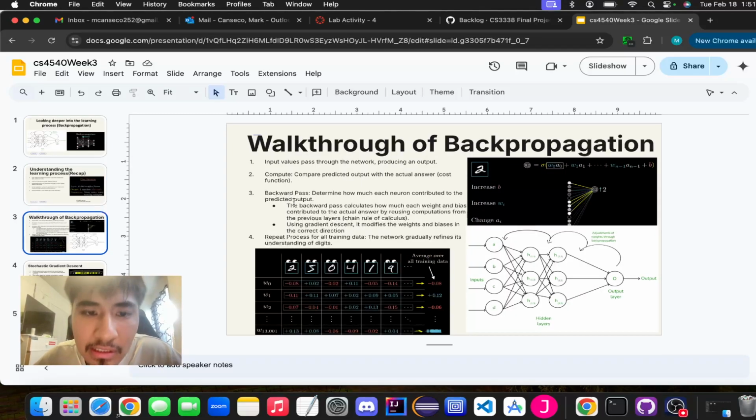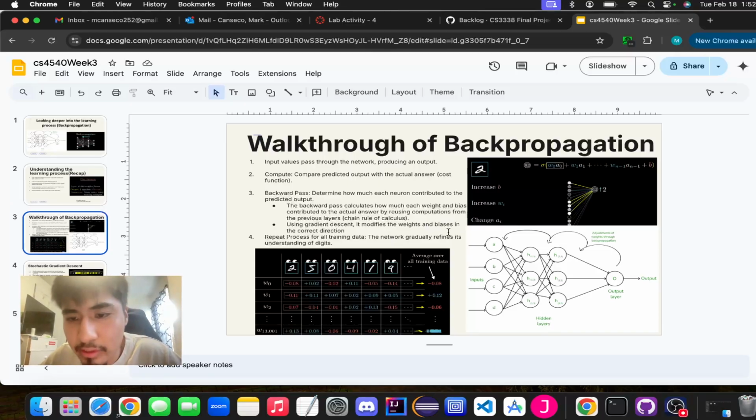So what happens here is a backward pass. The backward pass determines how much each neuron contributed to the predicted output. It calculates how much each weight and bias contributed to the actual answer by reusing computations from the previous layer. This is the chain rule from calculus. Essentially, it gets the answer from the last output, and it uses that to continue the algorithm.